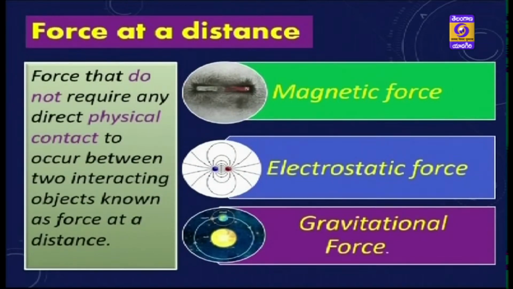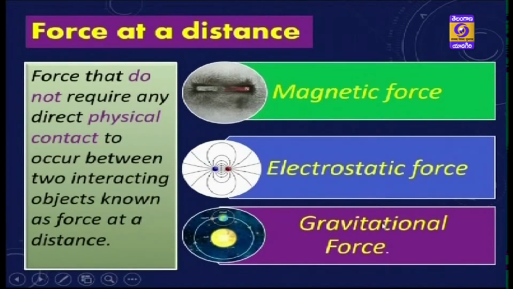Forces that do not require any direct physical contact between two interacting objects are known as force at a distance. Children, we learned the examples for this force at a distance. See here, magnetic force. The magnetic force exists between two magnetic materials or magnetic to the iron things which are separately placed. And the next example is electrostatic force. Electrostatic force exists between two charged bodies which are separated by a distance.